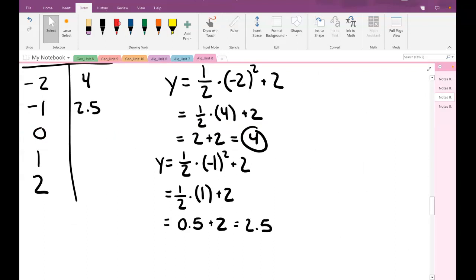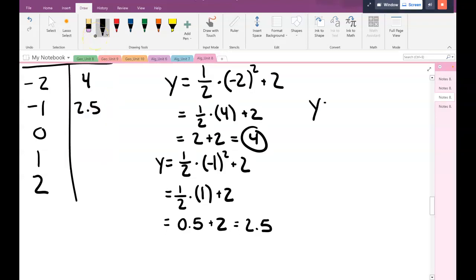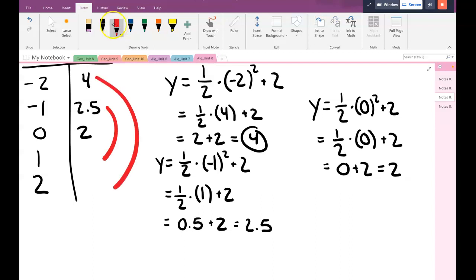So our last piece, we have to figure out what our y coordinate is for our vertex. Say y is equal to 1/2 times 0 squared plus 2. So that's 1/2 times 0 plus 2. So it's 0 plus 2, which is equal to 2. So this is 2. We use the fact that it's symmetrical to say this is 2.5, this is 4.